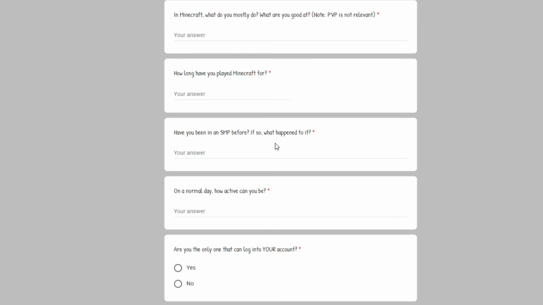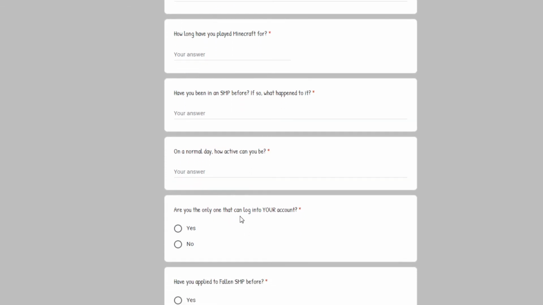On a normal day, how active would you be? Again, this is just gauging your activeness and how much time you have to play on the server. Obviously, we all have real life commitments. We don't expect a lot of time, but we want a good idea of how active you're going to be. Are you the only one that can log into your account?